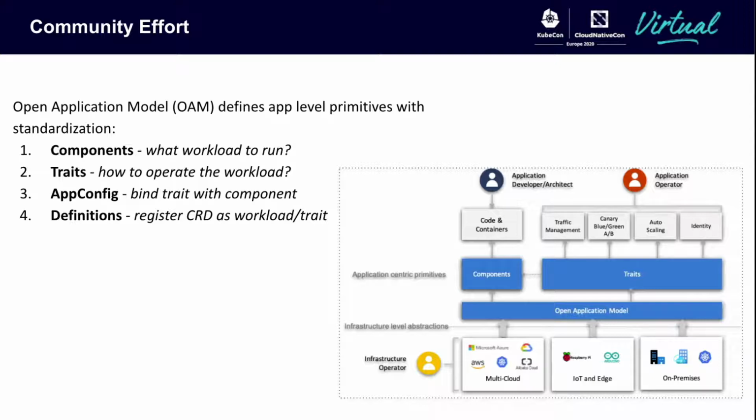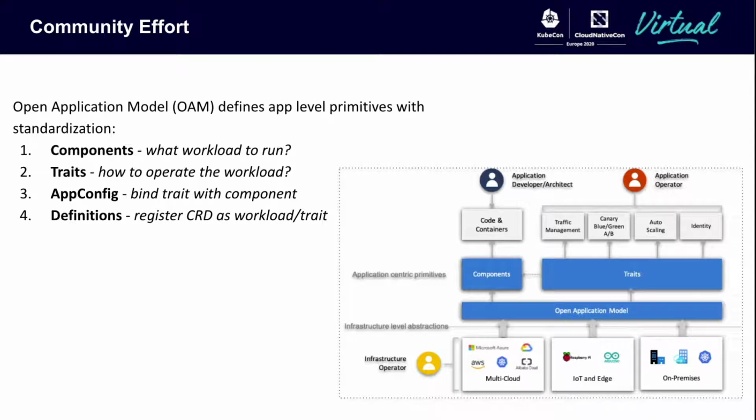The second concept is trait, which is used to define how to operate the workloads. Auto-scaling, rollout, traffic management, etc. are all perfect examples of traits. Some of them are provided out of the box by Kubernetes, but most of them come from the ecosystem, like Flagger, like Istio. This is also where abstractions mostly happen if you want to make your users' lives easier.